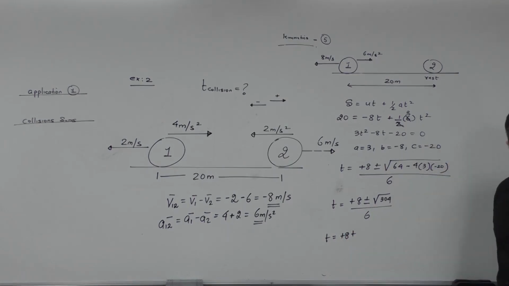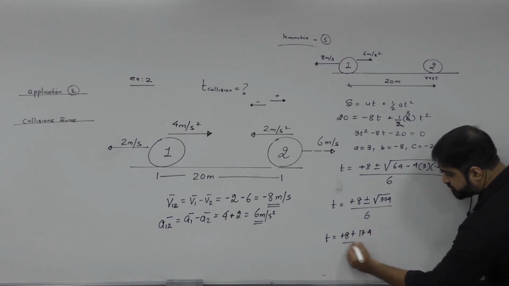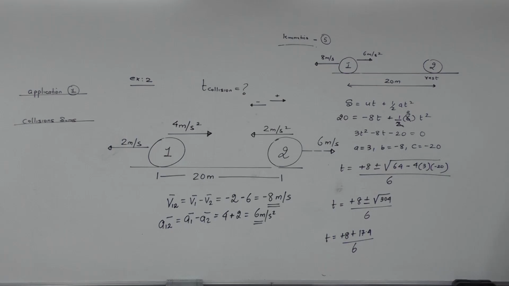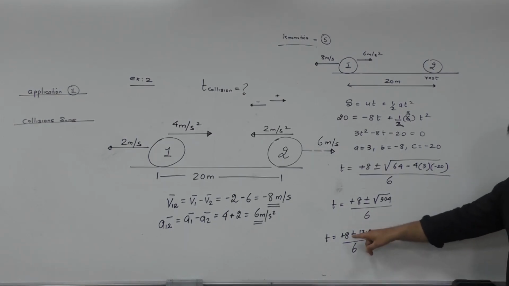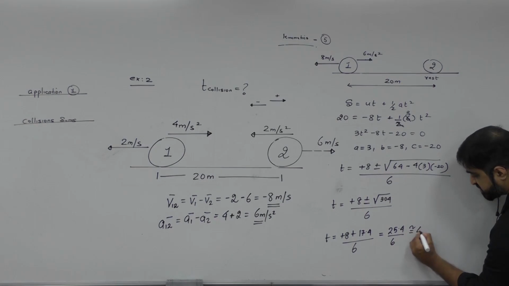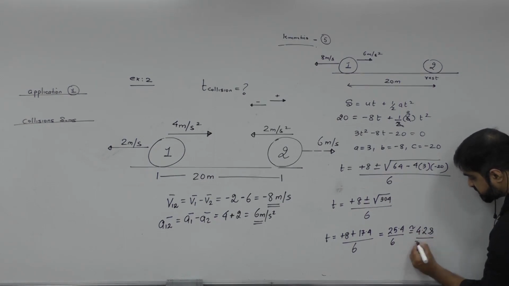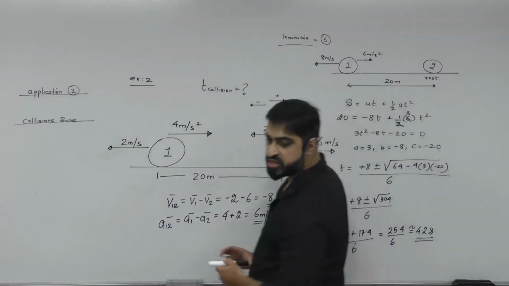Can I take that 300? 300 is 10 root 3. Root 3 is 1.732. Into 10 will become approximately 17.3 or 17.4, right? Plus 8 is what? 25.4. Divided by 6, approximately the answer will become 4.2 seconds. This is the time of what, beta? Collision. Did you understand?